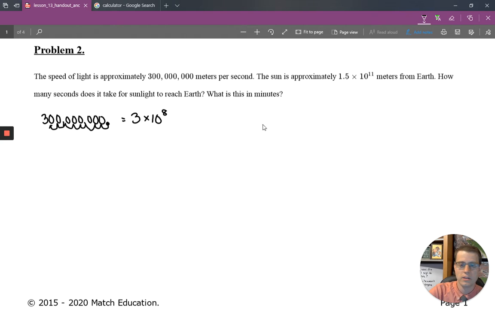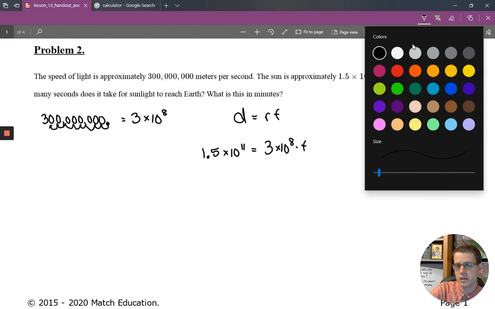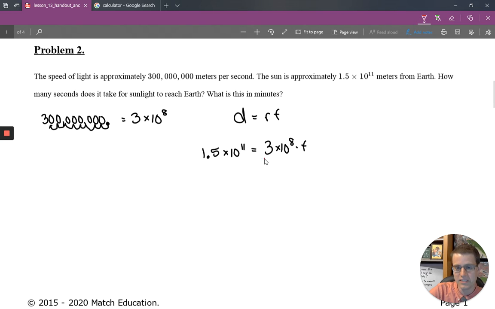Now, there's a little formula that we've used in the past. Distance equals rate times time. What's our distance? It's 1 5/10 times 10 to the 11th. That's going to equal our rate, which is this 3 times 10 to the 8th, multiplied by our time. Well, now I have a one-step equation. Let's divide by 3 times 10 to the 8th on both sides of this equation.